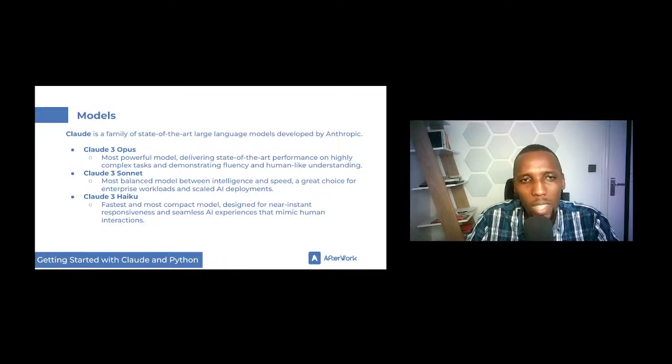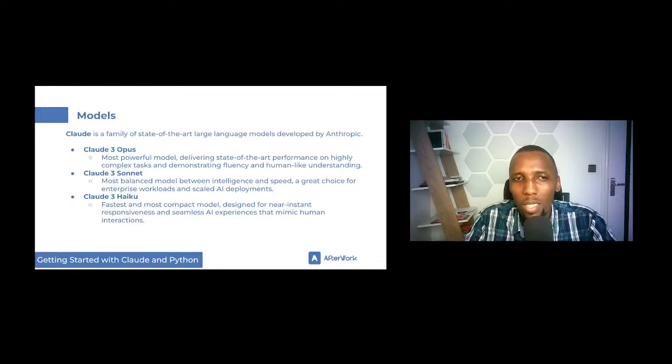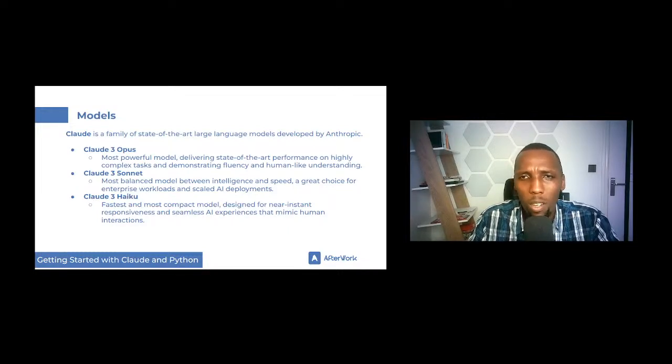There is Sonnet, which balances speed and intelligence. It's not as thorough as Opus, but it still does a good job. There's also Haiku, which is quite fast and compact, and it delivers responses, not necessarily the most accurate, but in most cases you might realize that it does a good job doing basic tasks, and we'll use Haiku in this workshop a bit more. So those are the three different models that we'll get to work with in the course of this workshop.